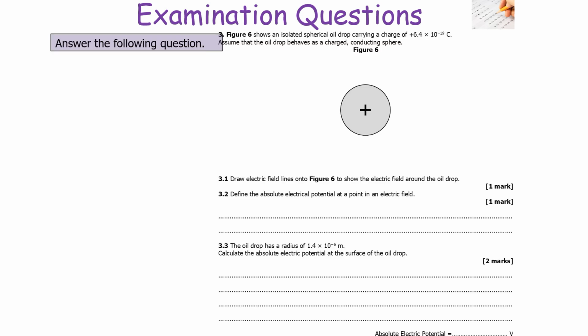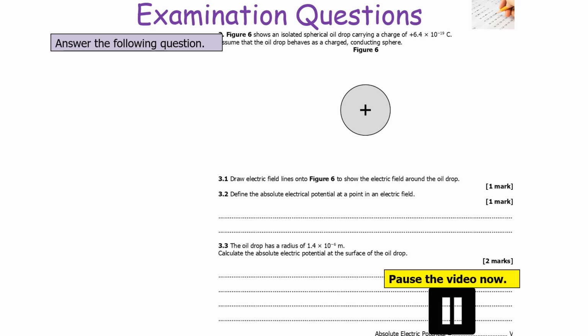The next question says, Figure 6 shows an isolated spherical oil drop carrying a charge of plus 6.4 times 10 to the minus 19 coulombs. Assume that the oil drop behaves as a charged conducting sphere. Firstly, draw electrical field lines onto Figure 6 to show the electrical field around the oil drop. Then define absolute electrical potential at a point in an electrical field. Then an oil drop has a radius of 1.4 times 10 to the minus 6 meters. Calculate the absolute electrical potential at the surface of the oil drop. So pause the video now, then unpause the video when you want to go through your answer.